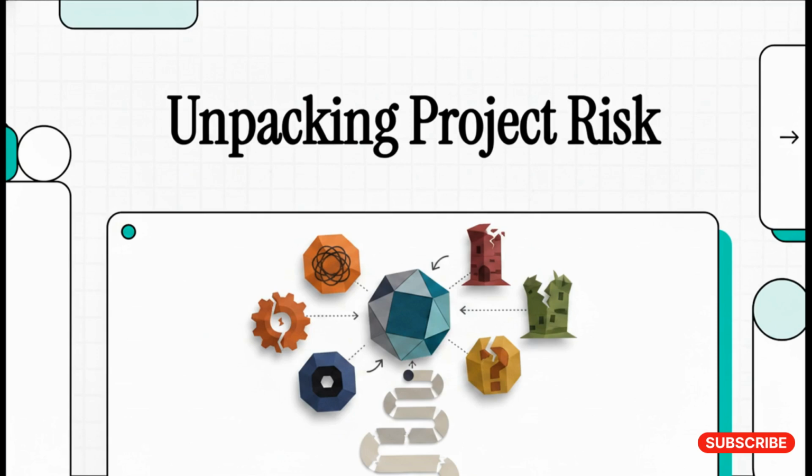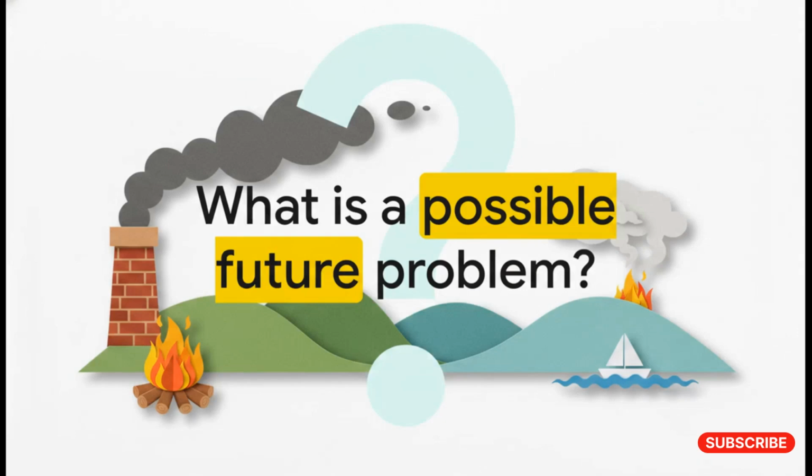By the end of this, you're going to have a rock-solid mental map of exactly where things can, and usually do, go wrong. And more importantly, you'll know how to stop these disasters long before they ever actually hit your desk. Let's kick things off with a deceptively simple question. What exactly is a possible future problem?